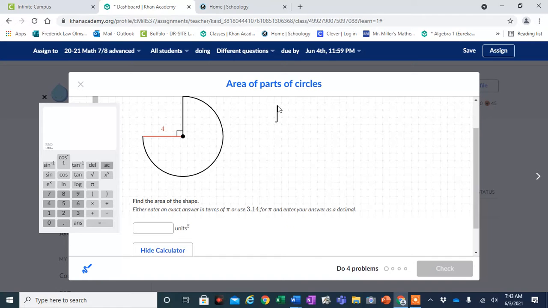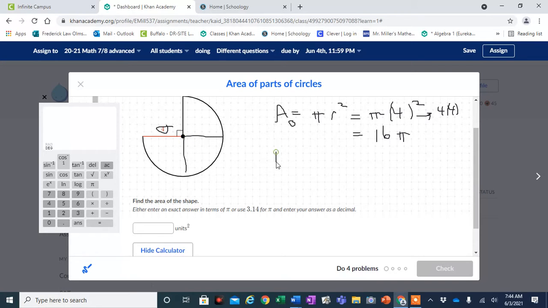Now, if we wanted the whole circle, the area of a whole circle is pi times the radius squared. Our radius we were given here is 4. So that would be pi times 4 squared. Remember, 4 squared is 4 times 4, so a whole circle would be 16 pi. We don't have a whole circle. We have 3/4 of a circle.